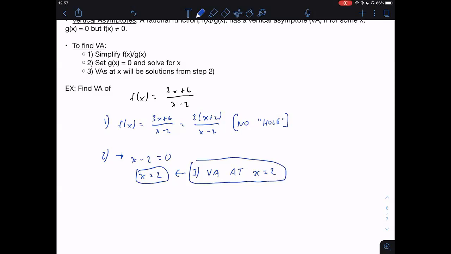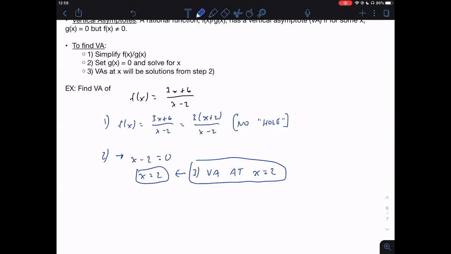When you're specifying the values of a vertical asymptote, you don't just say 2, you have to say x equals 2. So be careful on the homework and the format they want you to answer these types of problems in. For an asymptote, we usually denote it as x equals whatever your solution was.